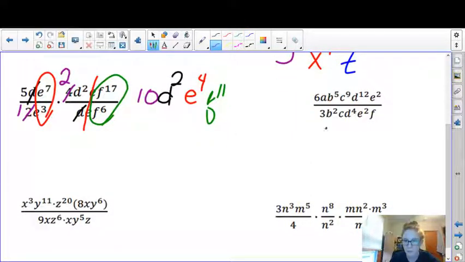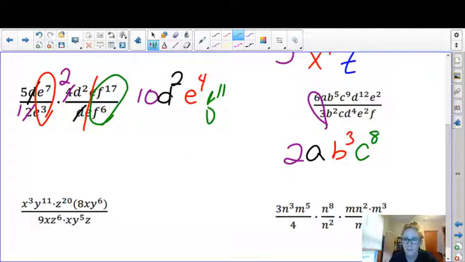Let's start with our coefficients. I have 6 and 3, so 6 divided by 3 is 2. I think that's the only A I have on top, so he's going to stay there. I have 5 B's on top, 2 on bottom, so I have 3 total on top. I have C9 and C, so I just have C to the 8th. I have 12 D's and 4, so 12 minus 4 is 8 again.